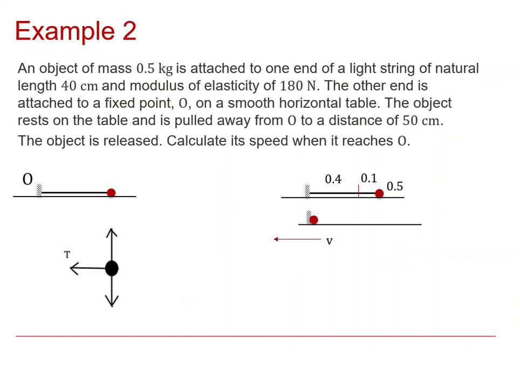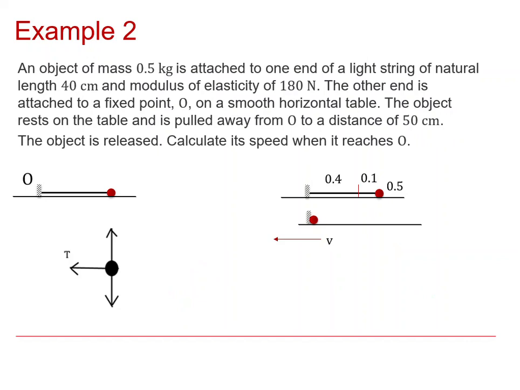Now let's look at something further on the same thing, this time horizontal motion. An object of mass 0.5 kilograms this time is attached to one end of a light natural string. That's just what we'd expect. Natural length of 40 centimeters. Careful, that's got to be 0.4 meters. And the modulus of elasticity is 180 newtons.